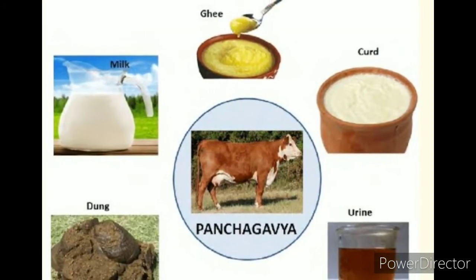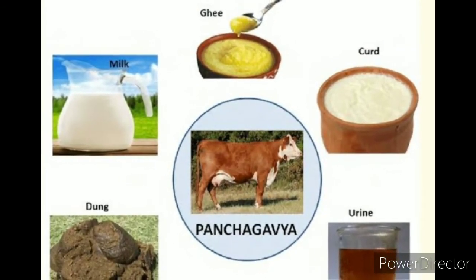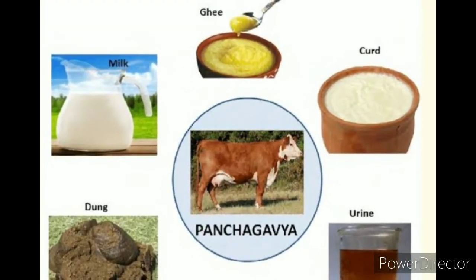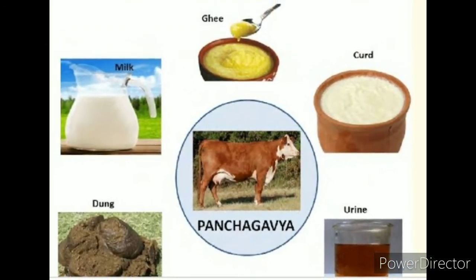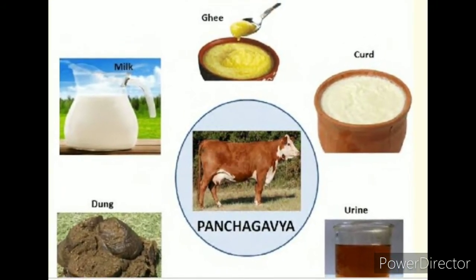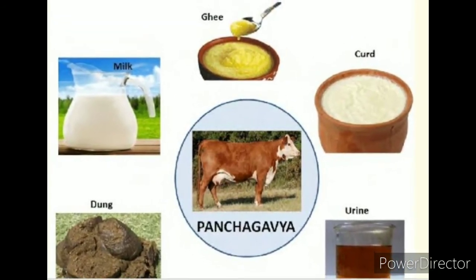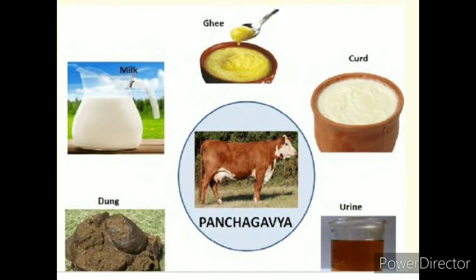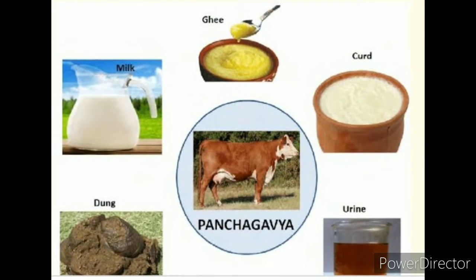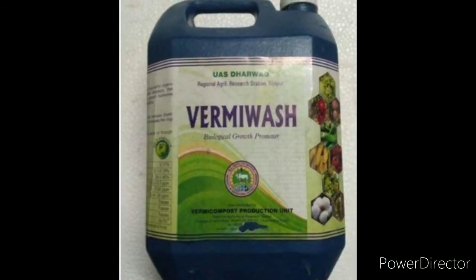It has the potential to play the role of promoting growth and providing an immunity booster. It can be prepared by farmers themselves with the materials available on the farm. Panchakavya can be used for seed treatment also. For this, seeds are soaked for 20 minutes before sowing, so the seeds get resistance to pests and it also increases the yield. Next is vermiwash.